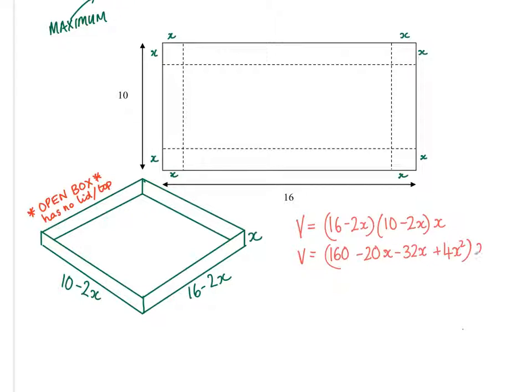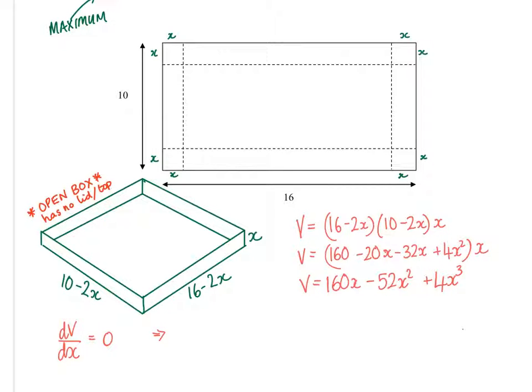And then multiply it by the x. So the volume is 160x minus 52x squared plus 4x cubed. Now for stationary points, so that's going to be a maximum or minimum, we have dV by dx is equal to 0.